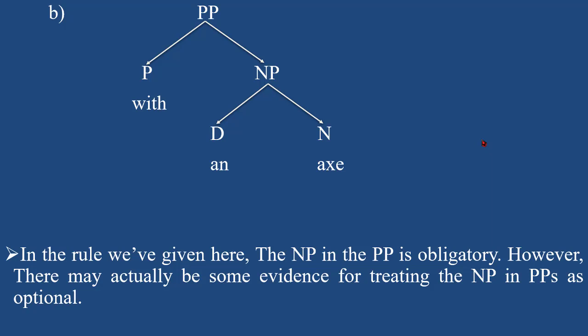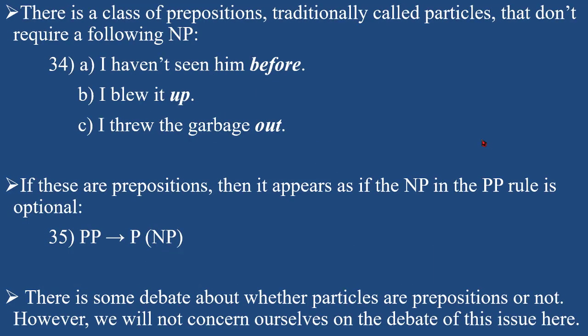All right, so with the next, right? So we have a preposition phrase, we have a P, with, and an NP, which is one constituent, next, which consists of a determiner and a noun. So in the rule we have given here, the NP in PP is obligatory. However, there may actually be some evidence for treating the NP in PPs as optional. But for now, in these cases, they are obligatory.